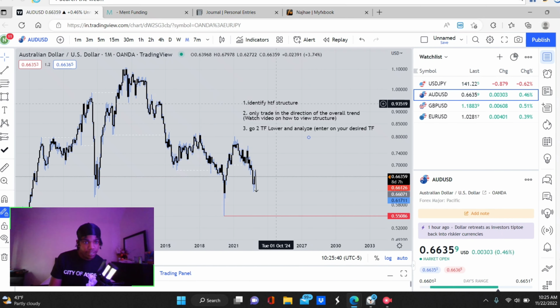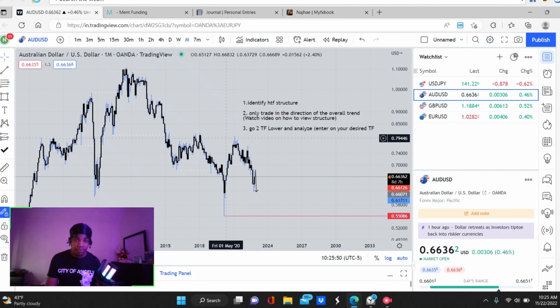Number one, identifying the higher time frame structure. So the higher time frame, we're on the monthly. Number two, only trade in the direction of the overall trend.